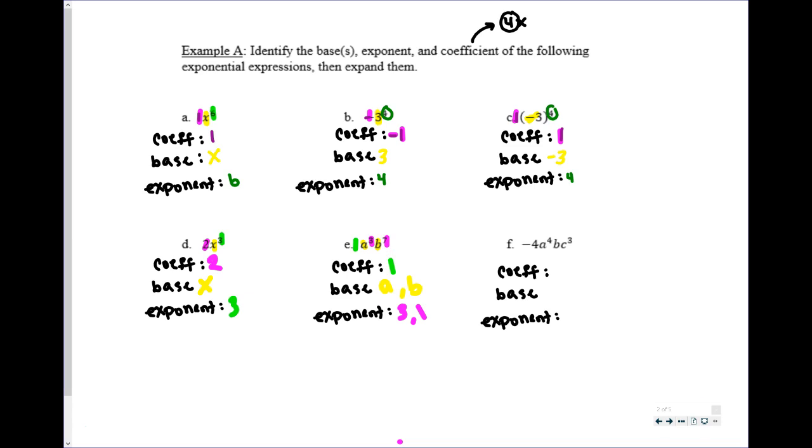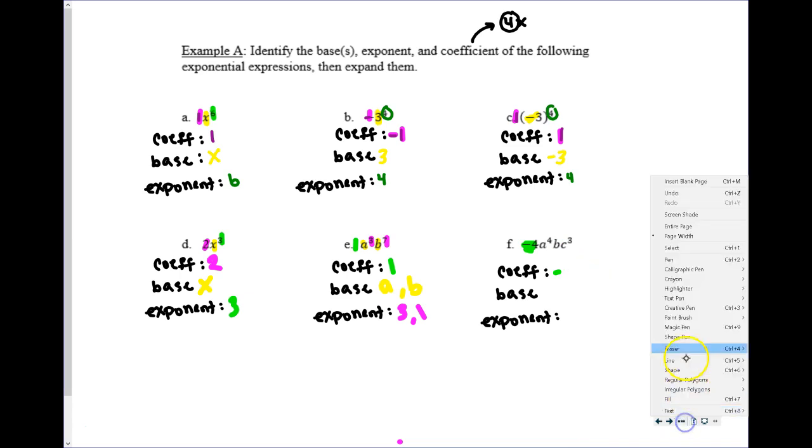Letter F, the coefficient is pretty obvious. That's a -4. So my coefficient is -4. Sorry, I'm not used to using this highlighter, so be patient with me, guys. Sorry, it's doing really odd things. I'm just going to use the pen here.